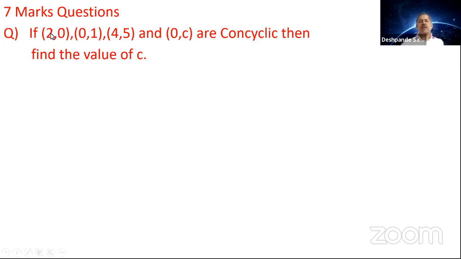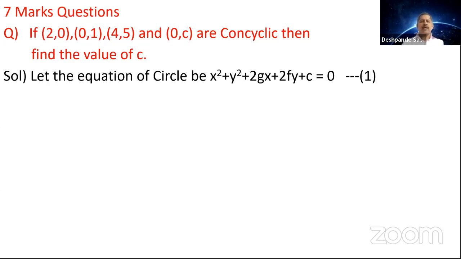So you're going to form an equation of circle with the first 3 points. So how do you start? We take a standard equation of circle. What is the standard equation of circle? x square plus y square plus 2gx plus 2fy plus c is equal to 0. Now you have got 3 points on the circle. So first point you take, (2, 0), put in equation 1.